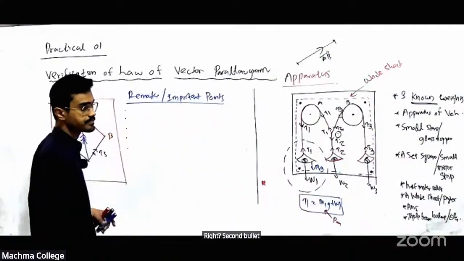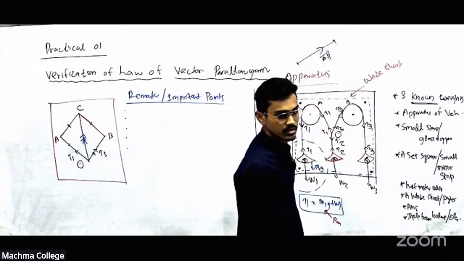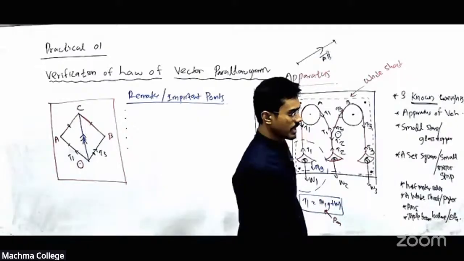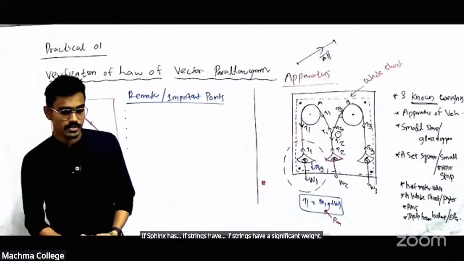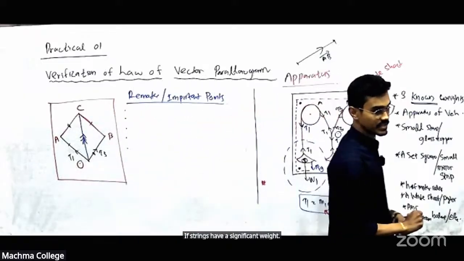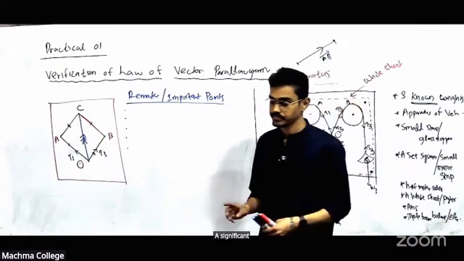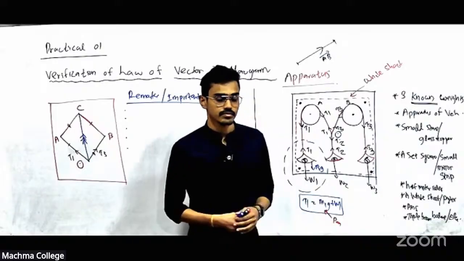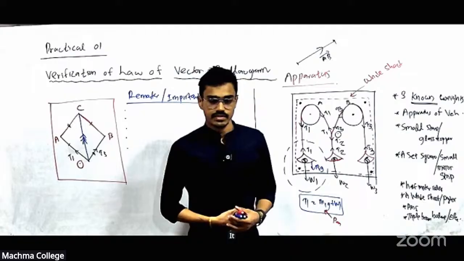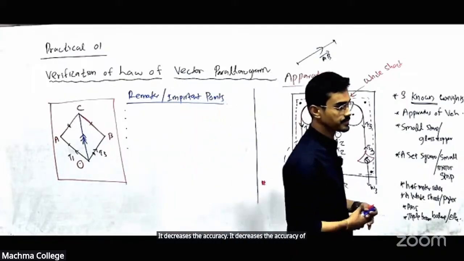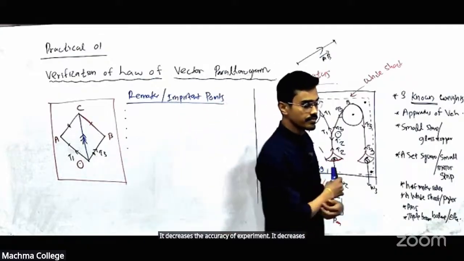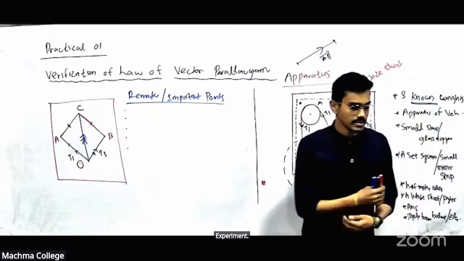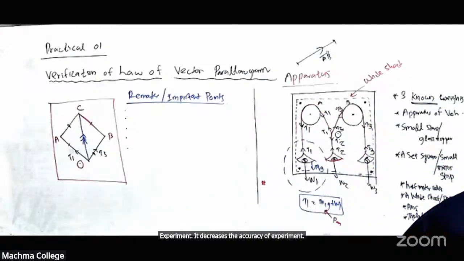Second bullet, second point. If strings have a significant weight, it decreases the accuracy of the experiment.